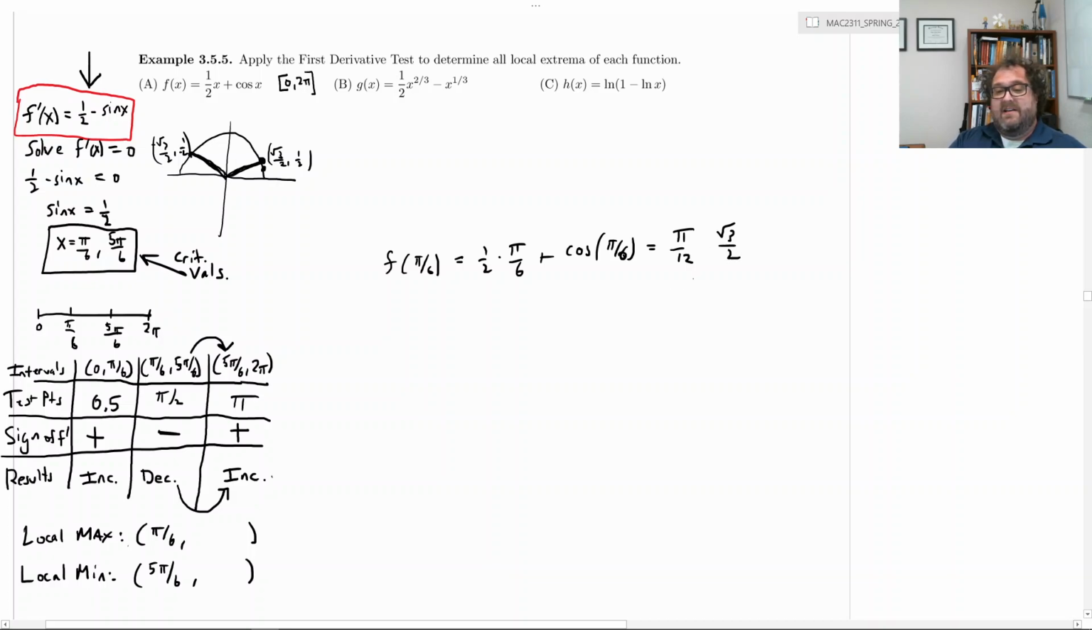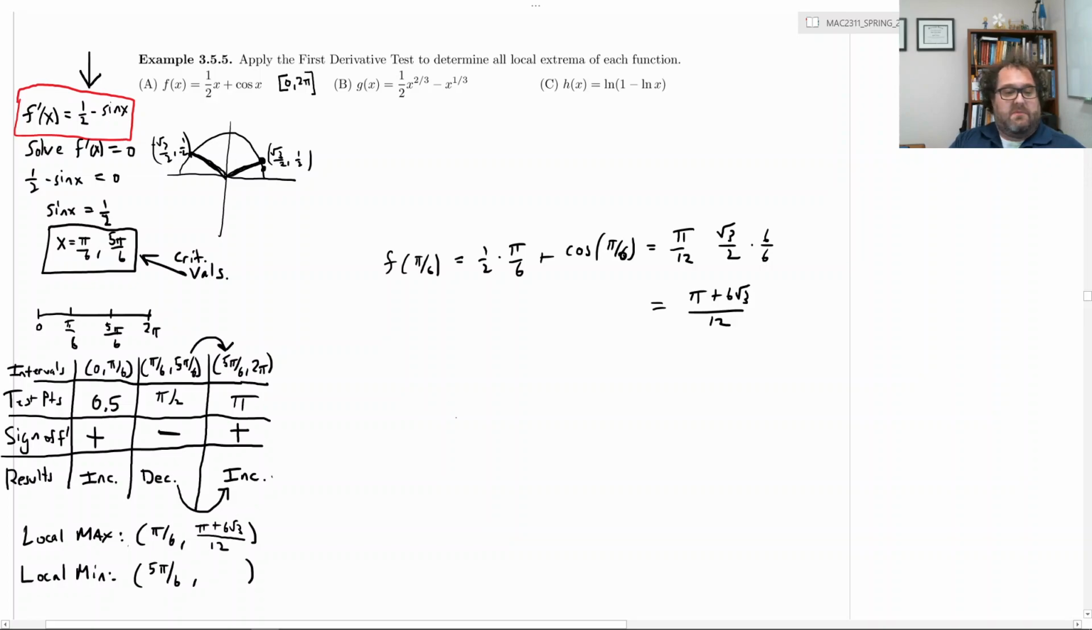Okay. So this happens a lot of times with trig functions. What's the common denominator going to be? It's going to be 12. So multiply by 6 over 6, and we get (π + 6√3)/12. That's a nice looking y value. It's good to do exercises like this so you don't always just get nice integer answers. (π + 6√3)/12.